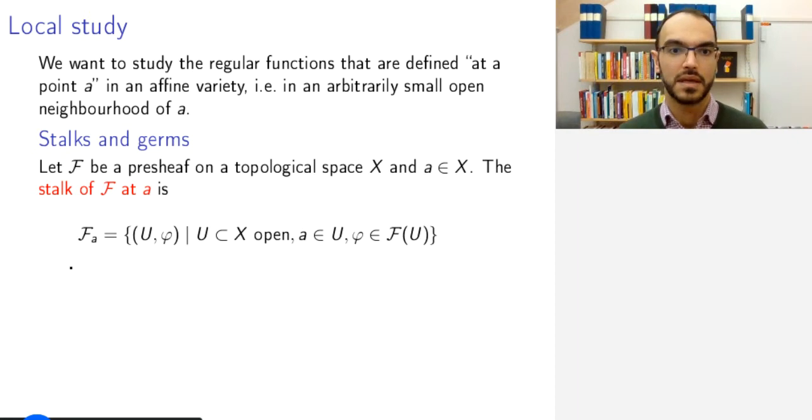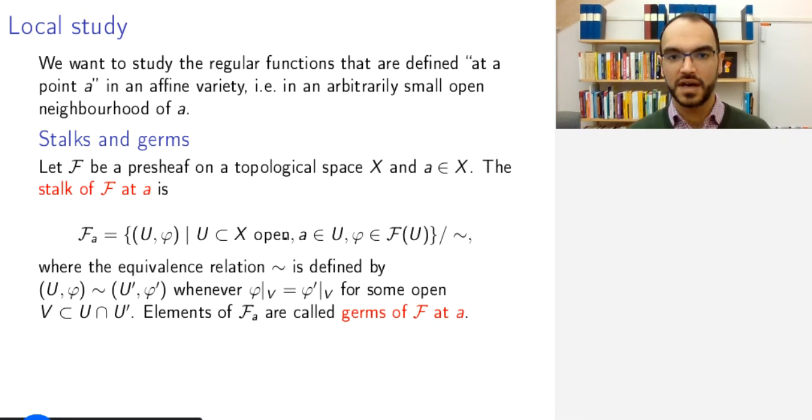So if you have a topological space X and a pre-sheaf F, then the stalk of F at the point A is the following. You start with the set of pairs consisting of an open set containing A and some section of F on this open set. But not just that, you mod out with respect to an equivalence relation, where you consider two such things equivalent whenever they agree on some open subset V containing A. That is important. And the elements of this thing are called the germs of F at A.